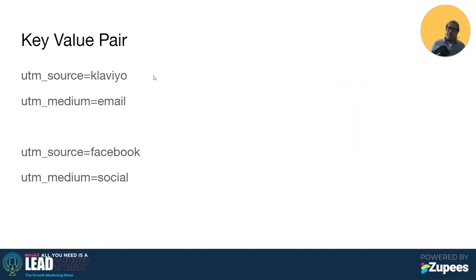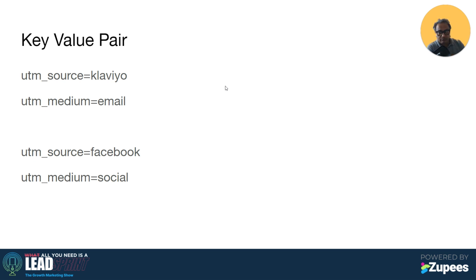So typically UTM trackers work with a key value pair. So the key is source, value is Klaviyo. Key is medium, value is email. Key is source, value is Facebook. Key is medium, value is social. So essentially any of these elements can be created as far as a key value pair is concerned.